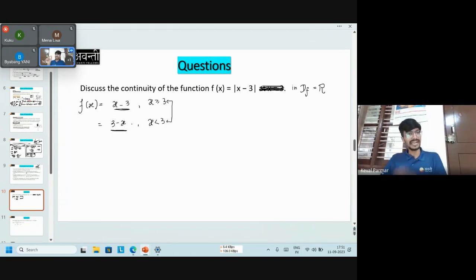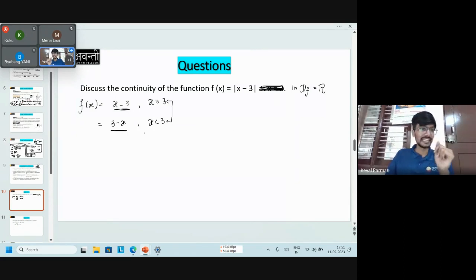If they ask for a specific point, like previously they asked continuity at x equal to some value, we have to check only at that point. But if they don't give a point, that means they are expecting us to check where the function can break. So in that case, we have to use our mind. Okay, so let's take this example.